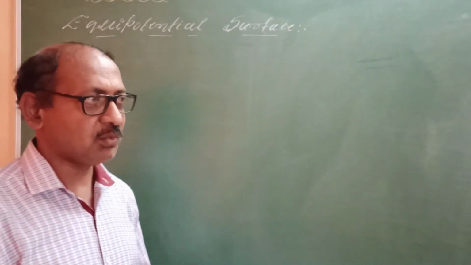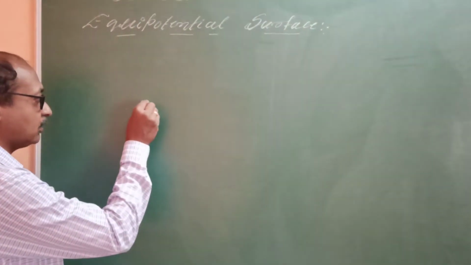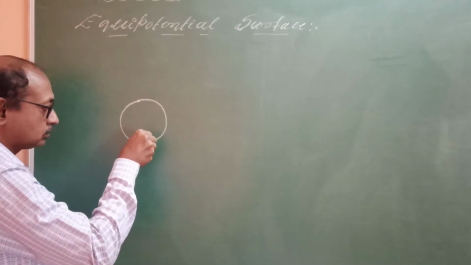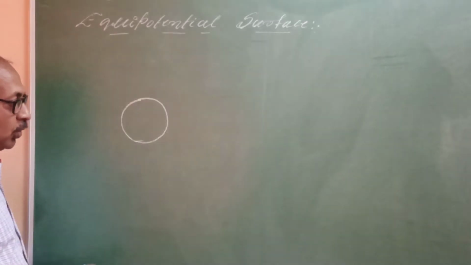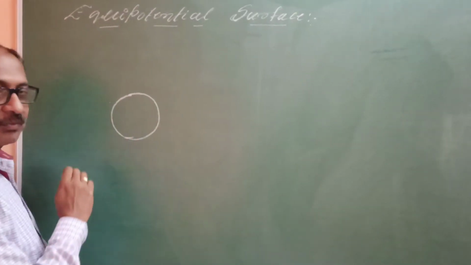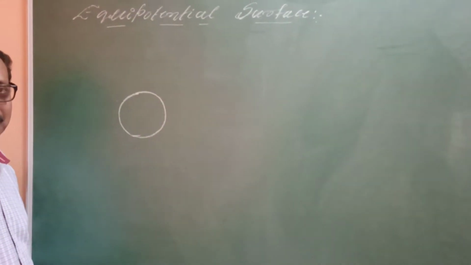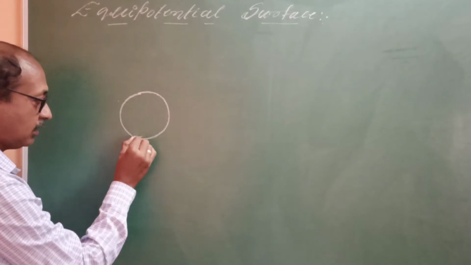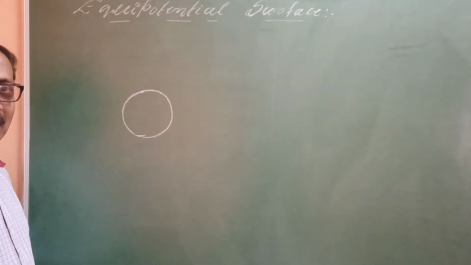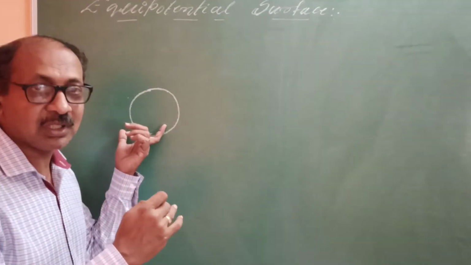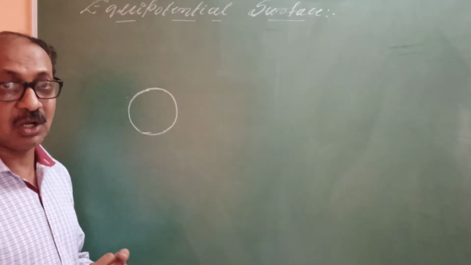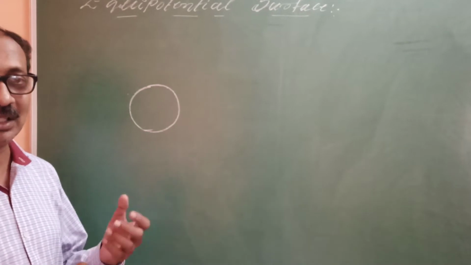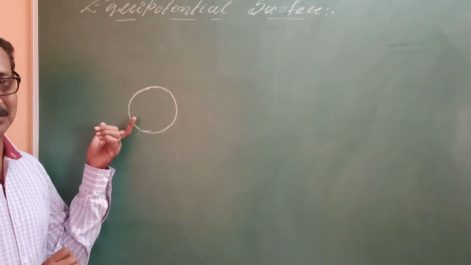Let us consider a conductor. The potential of this at any point, here, here, here, anywhere, the potential remains constant. In other words, equal potential is termed as an equipotential surface.